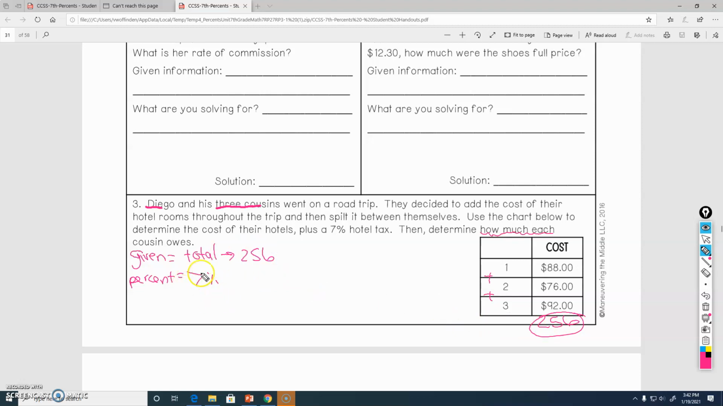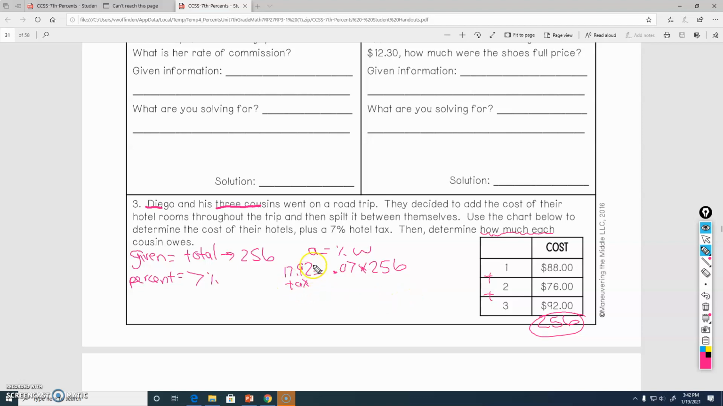And now we need to figure out what is the tax. We've looked at this a couple of ways, and I know that tax is going to increase what I'm paying. So what I will do is go A equals percent times whole. My percent becomes a decimal, 0.07, times the whole, which is $256. And when I calculate that out, that will give me $17.92 in tax.